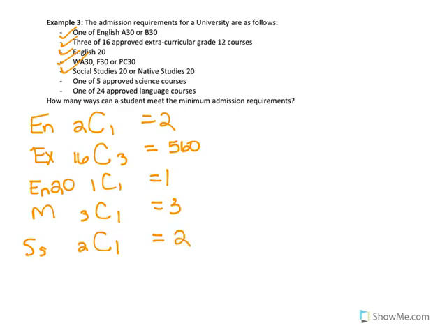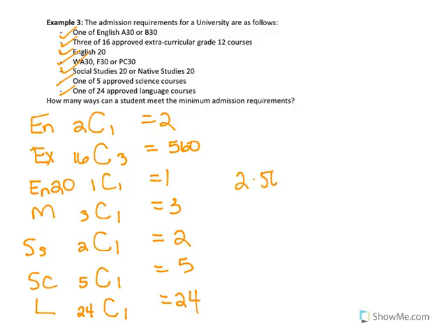So that's 2 options. You need one of 5 science courses. So we have 5 courses, we're choosing one of them. So 5 choose 1 is 5. And you need a language course. So 24, and we need one of them. So there's 24 options. To figure out how many ways we can get into university, we're going to multiply all those options together because they're all different instances of things and we need a combination of all of them.